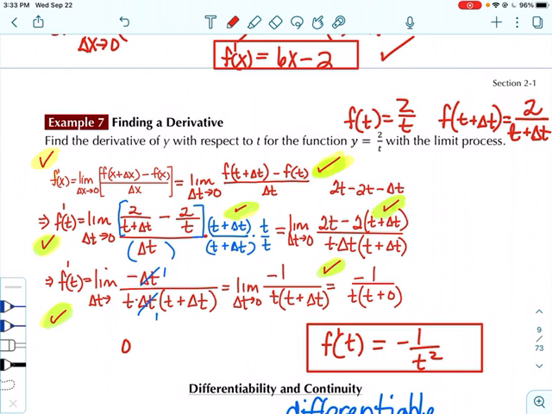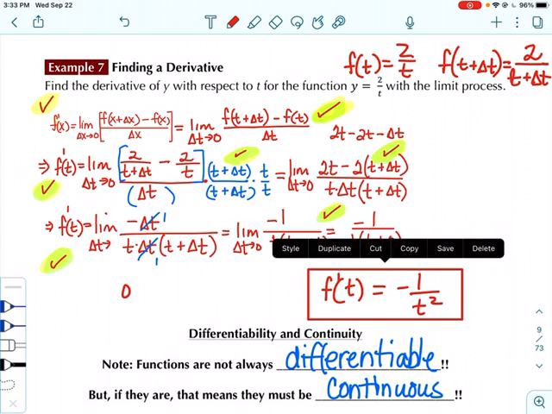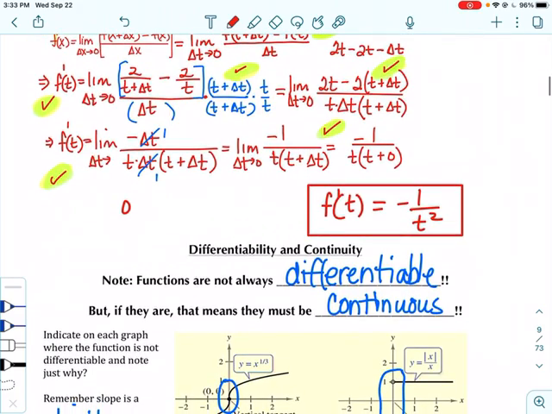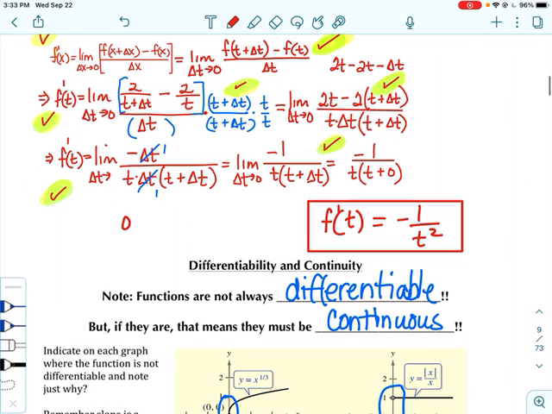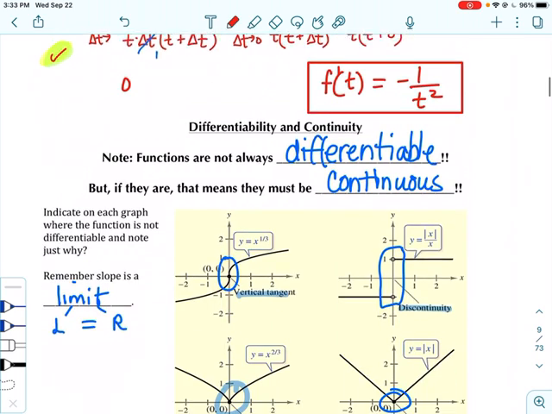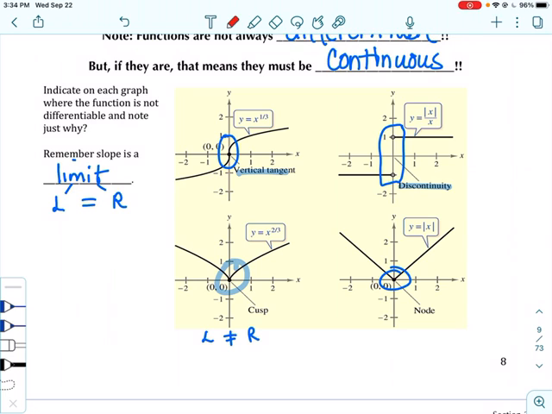We are just getting the expression for the derivative with the limiting process. Note, functions are not always continuous, and functions are not always differentiable. If they are differentiable, that means you can find the slope, then they're continuous. So these are a few examples where what I'm looking at is indicated on each graph where the function is not differentiable, and note just why. Remember, slope is a limit, so the left-hand limit must equal the right-hand limit. And if it's not, then you don't have slope at that point.